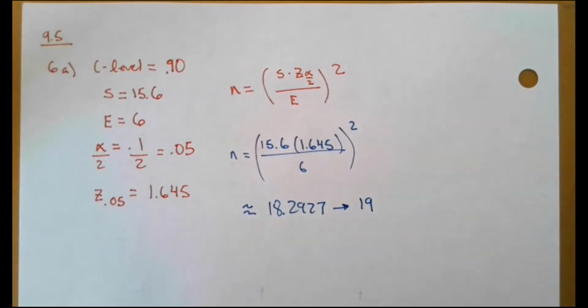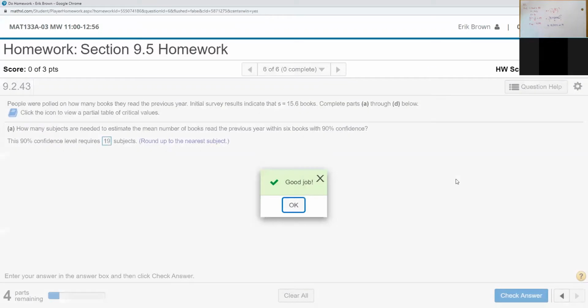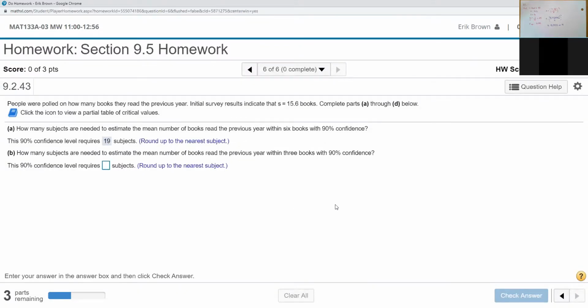And now I'm going to share my screen and let's see if I got it right. Ah, that feels good. Okay. So note they're now saying how many subjects are needed to estimate the mean number of books read the previous year within 3 books. So everything else in the formula is staying the same. We're just now dividing by 3 instead of 6.